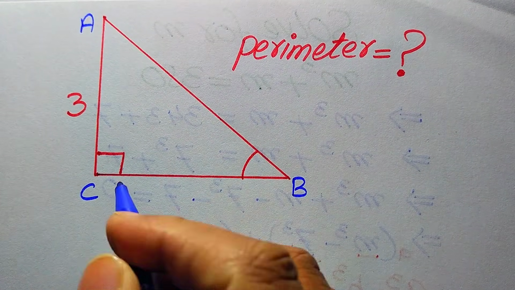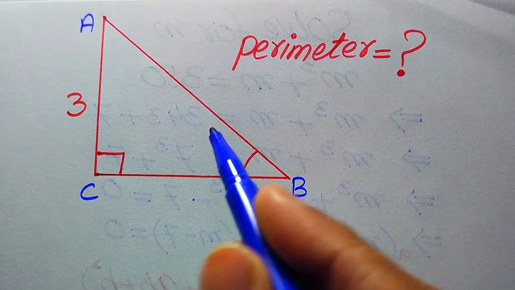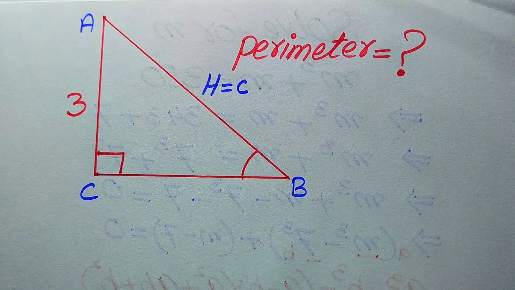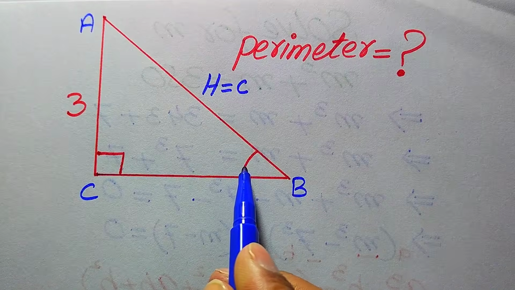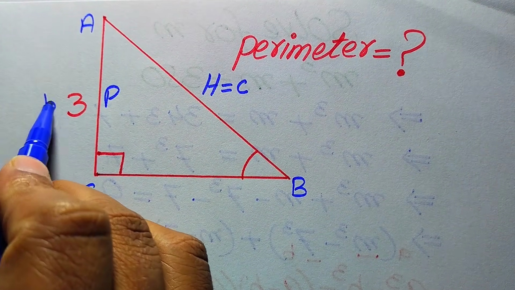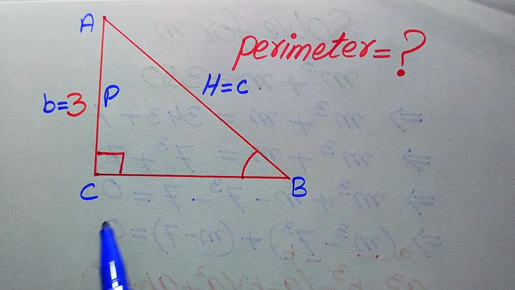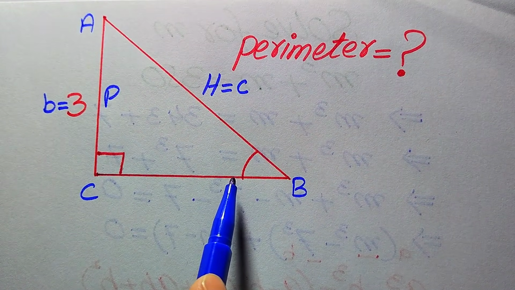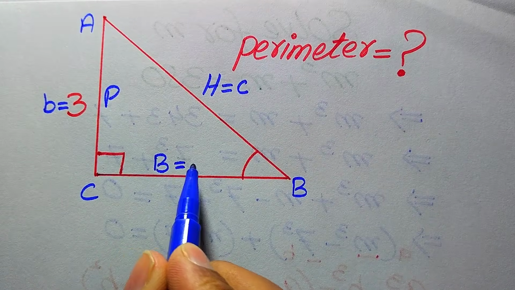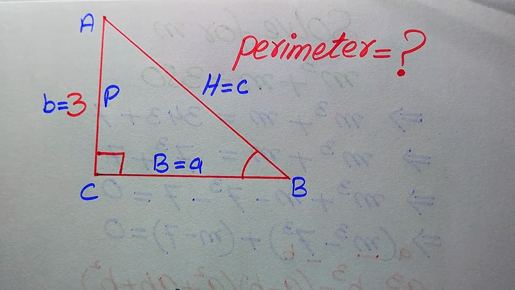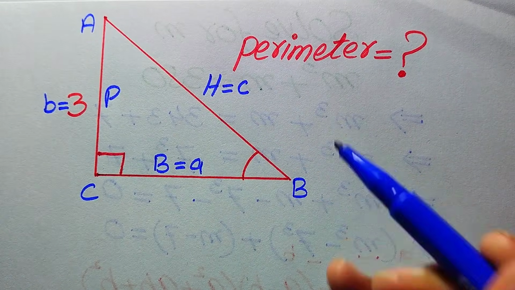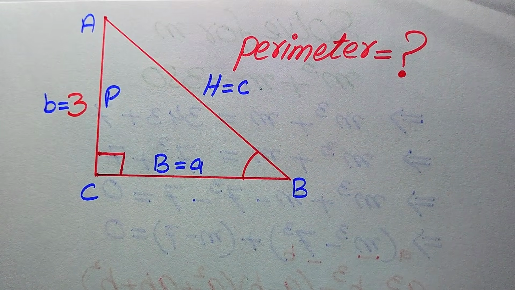And we know that the side opposite to the right angle is called the hypotenuse and we denote it by small c. The side opposite to this angle is called the perpendicular and we denote it by small b. And the side which joins both of these two angles is called the base and we denote it by small a. So first we need to find the values of a and c, and then we get the perimeter of this nice triangle.